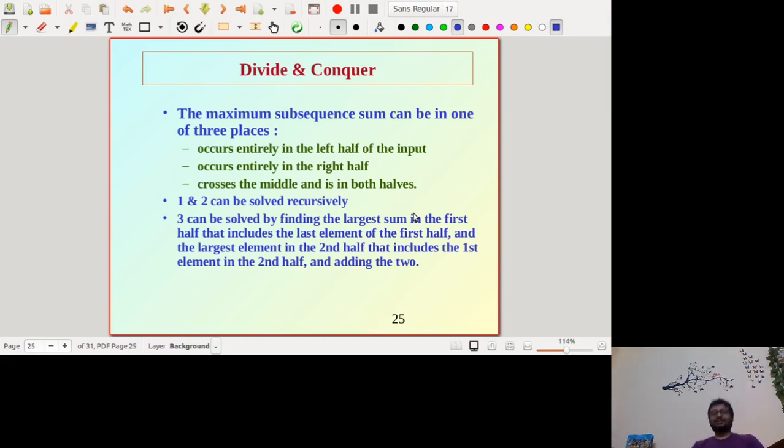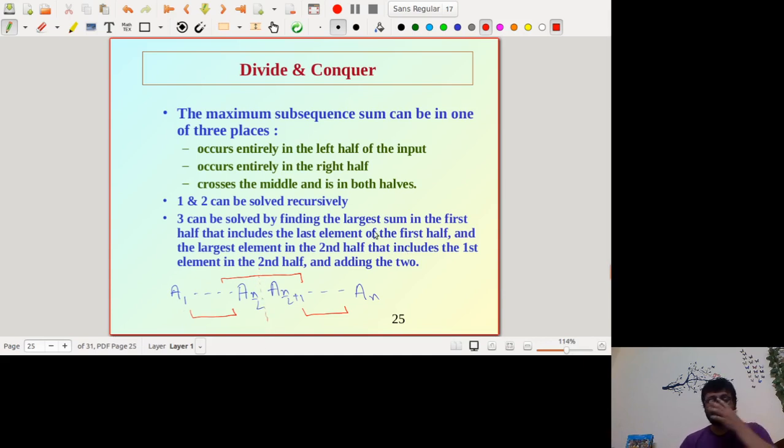Now the maximum subsequence sum problem, so this is the array that's given to you. Roughly speaking, we'll break the array into two parts. The maximum subsequence sum can be in one of three places. It occurs entirely in the left half of the input. It could be here. It could be here. Or it could actually intersect with both the halves. It crosses the middle. These are the three possibilities here.